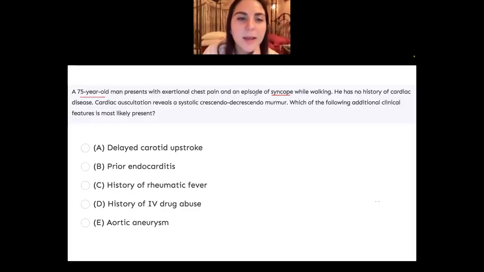So we have an old guy, and he has syncope. He has angina. Or does it say that? Yeah. Angina, and then dyspnea on exertion, which it doesn't really say, but that's kind of the same thing. Okay. And then crescendo, systolic, crescendo, that's aortic stenosis. Perfect. So here's the thinker part.